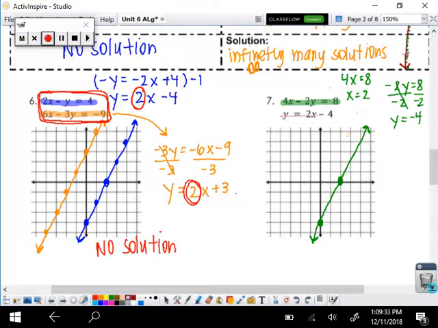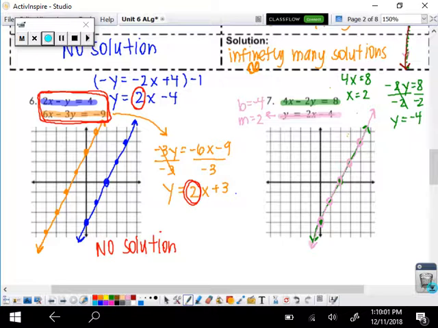Second line I'm going to do in pink. Okay, so my y-intercept for this one, b equals negative 4. Slope is 2. I'm going down 4. Oh, look at that. Up 2 to the right 1, up 2 to the right 1. Interesting. What do we notice about these lines?